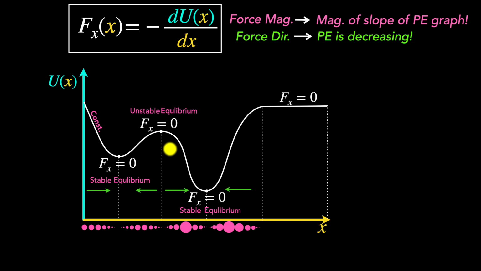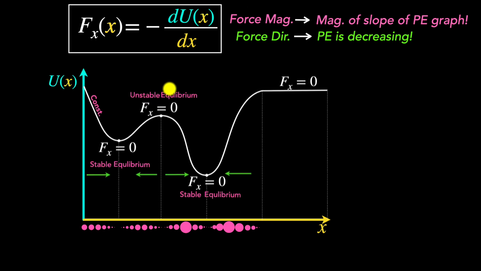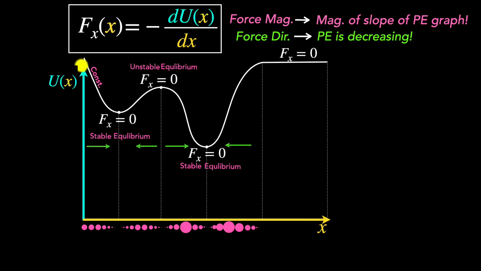All right, but here's a last question for us. What if this entire graph was shifted upwards? The potential energy values everywhere have now increased. But does that change anything as far as our forces are concerned? No, it doesn't, because the slopes stay exactly the same. And all I care about is the slope. I don't care about the actual value of the potential energy.